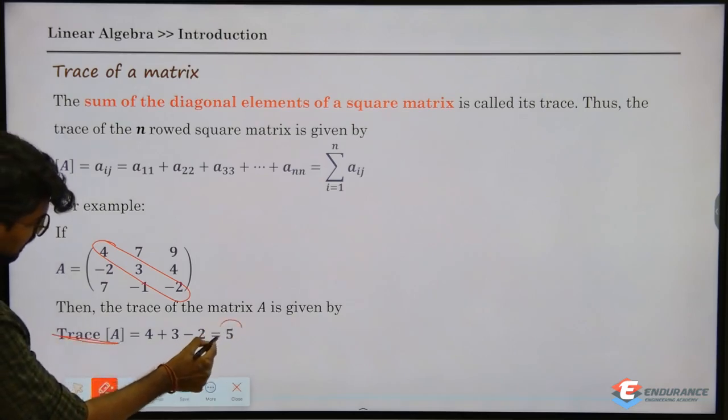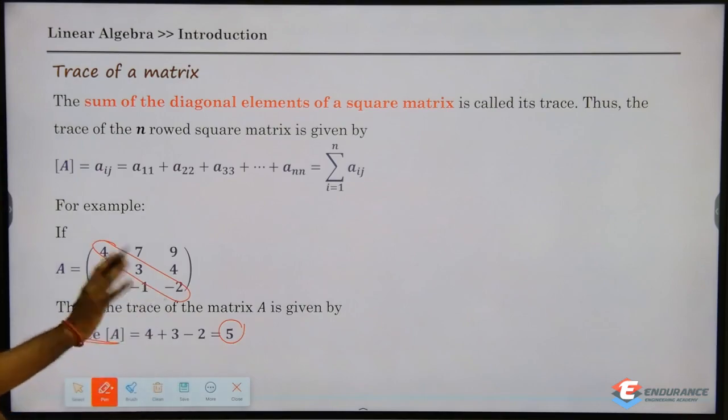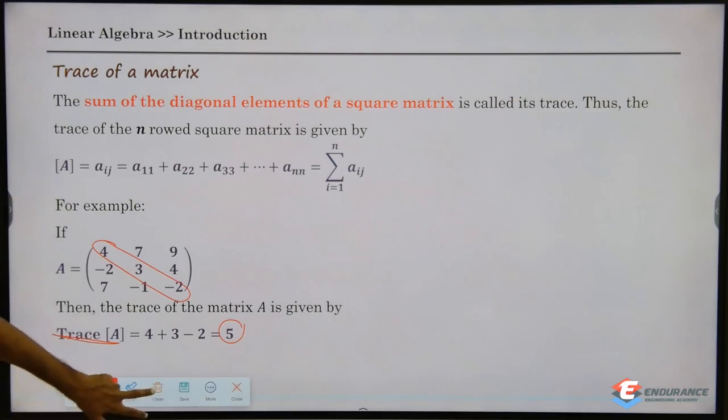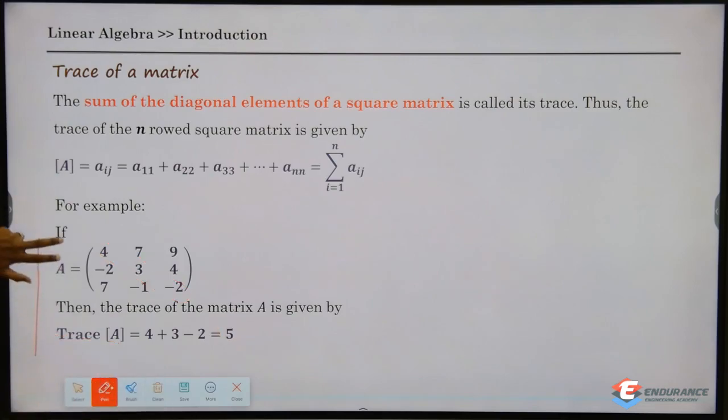Okay, that particular matrix trace. 4 plus 3 minus 2, that is going to be the trace. It's a very straightforward one. Okay, so nothing more specific about this. Okay, next.